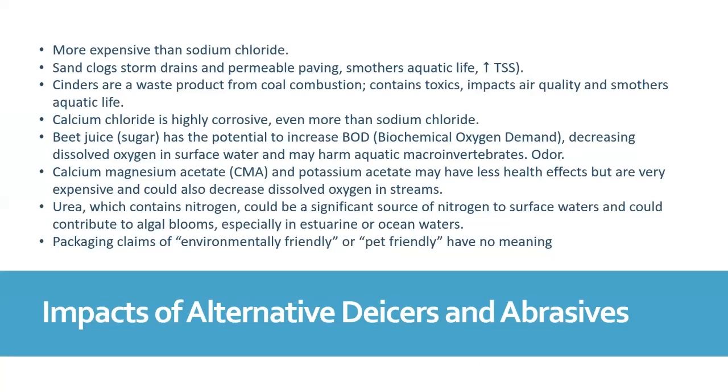So it's easy to just say, well, let's use alternatives, but we should be cautious about that idea because alternative de-icers also have impacts on water quality. Not only are they more expensive than sodium chloride, but some are more corrosive or even more toxic. Sand, for example, can be used to reduce the slipperiness of roads, but it washes into streams, clogs storm drains and permeable paving, and can smother aquatic life. Cinders are from coal, so they contain toxins. Anything organic like beet juice, calcium magnesium acetate, and urea contribute sugars or nitrogen, which can cause low dissolved oxygen and contribute to eutrophication and algal blooms.